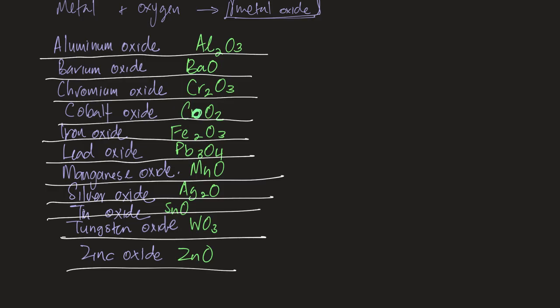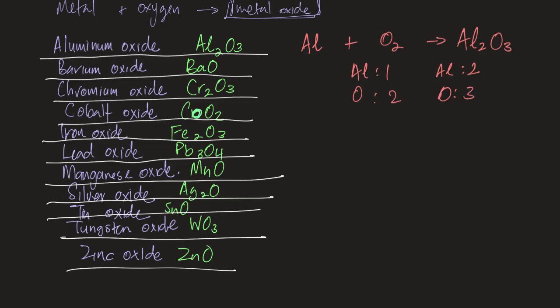So aluminium oxide is made by a metal and oxygen. So I can say Al plus O2 is going to give me Al2O3. Now it's not balanced, so I need to sort that out. Aluminium's 1 and 2, and oxygen is 2 and 3. The first thing I want to sort out is the aluminium. I need 2 on the left hand side, so I'm going to put a 2 there, and the aluminium becomes 2.